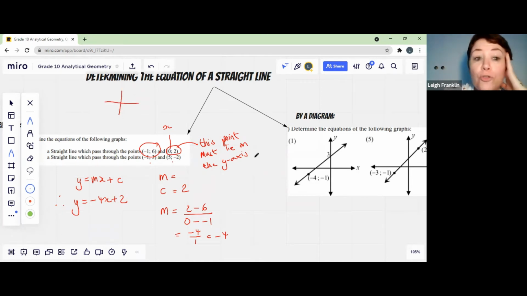The point (-1, 6) will sit somewhere in the second quadrant. It's not a point on the axis. So in other words, what they've given us is one point that sits in the second quadrant, and another point that sits over here on the axis. And they've told us to work out the equation of this line.